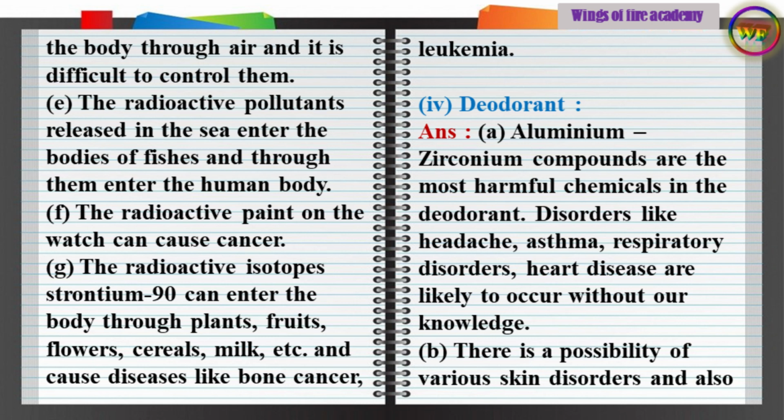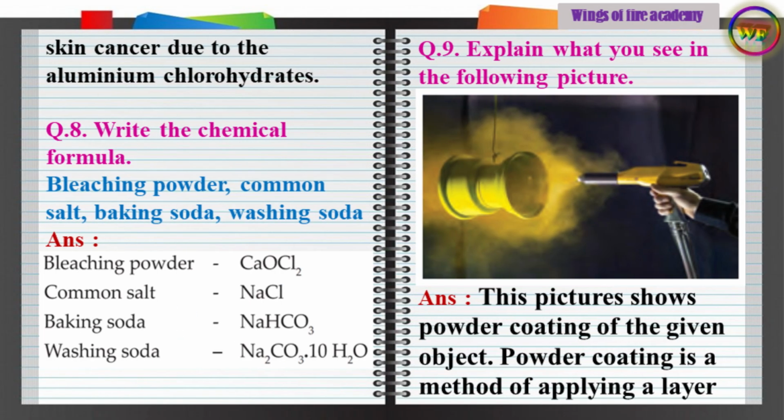4. Deodorant. Answer. A. Aluminium, zirconium compounds are the most harmful chemicals in the deodorant. Disorders like headache, asthma, respiratory disorders, heart disease are likely to occur without our knowledge. B. There is a possibility of various skin disorders and also skin cancer due to the aluminium chlorohydrates.